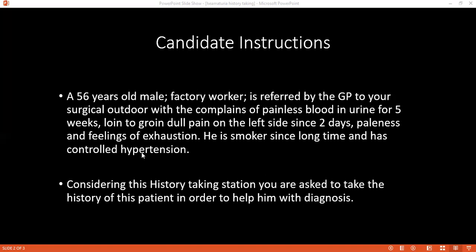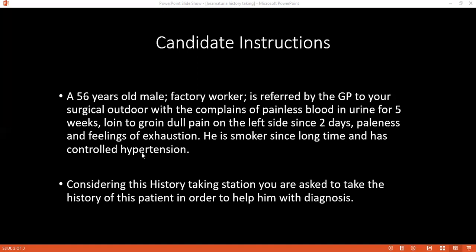Yes. So what are the differential diagnoses that you consider? My differential diagnosis, I will be considering a renal cell tumor. Then I'll also be considering a metastatic secondary renal cell tumor. I'll also be considering a bladder cancer, and then also a possible benign prostate enlargement. Okay. Or kidney stones. Yes.